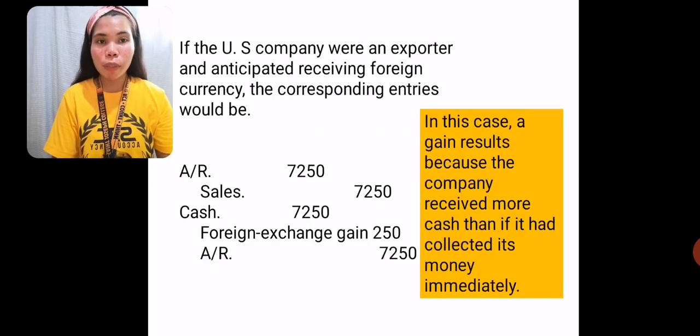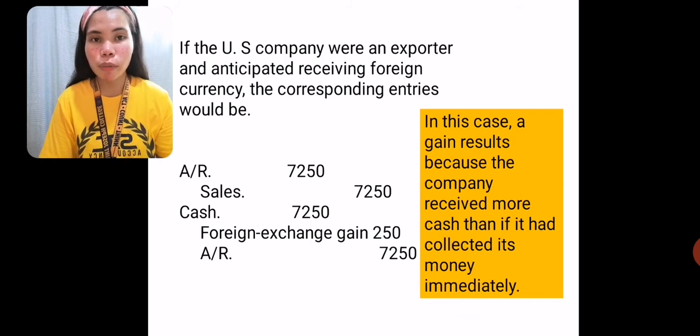If the U.S. company were an exporter and anticipated receiving foreign currency, the corresponding entries would be debit accounts receivable 7,250 and credit sales 7,250; then debit cash 7,500, credit foreign exchange gain 250, and credit accounts receivable 7,250. In this case, a gain results because the company received more cash than if it had collected its money immediately.